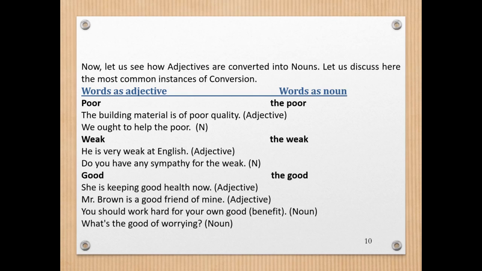Noun: Do you have any sympathy for the weak? Now this is interrogative. There should have been an interrogative mark after the sentence, but there isn't. So the weak means weak people. Here the word weak is used as noun. Good: She's keeping good health now. Adjective, good health. Health is noun and good is adjective. Bad health. Bad is adjective and health is noun. She's keeping good health now.